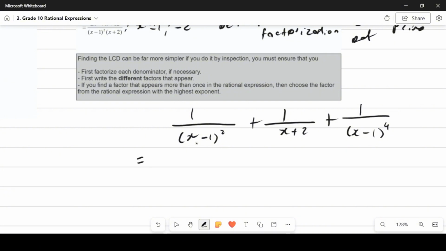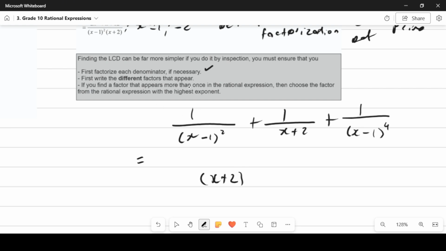First, we factorize each denominator. Do I need to factorize anything here? No. So therefore, we already have it factorized. That's done. Then you write the different factors that appear. So let's look at these three. Which factors are different here? See, this x minus 1 and that x minus 1 is the same. They have x minus 1 and x minus 1 here. What's different? This x plus 2. So therefore, the first thing that I'll write is all the different factors. So x plus 2 is the different factor.